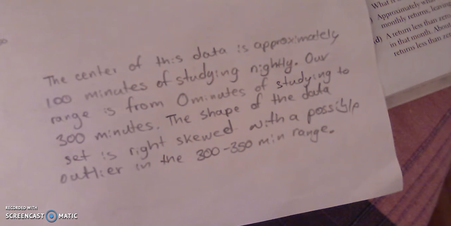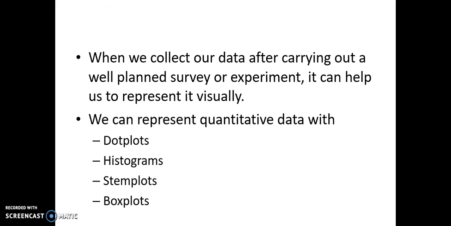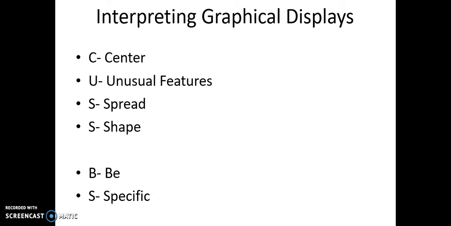So now what I've done is I've taken our center, spread, shape, and unusual features, and I've put it in the context of the actual information given in the problem, which was about how much men study in minutes nightly. To summarize, we looked at 3 different graphical displays for representing data: dot plots, histograms, and stem plots. No matter what you do, when asked to describe the distribution of the data set, you must talk about center, unusual features, spread, and shape. But don't talk about them as if these numbers exist in a vacuum. Remember, you have to be specific and relate these numbers back to the context of the question you were given.